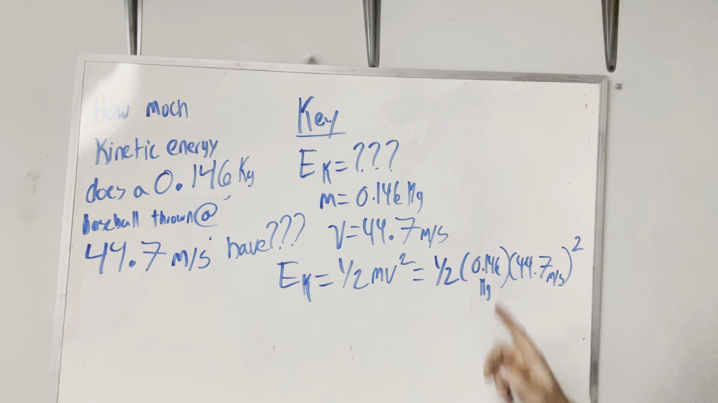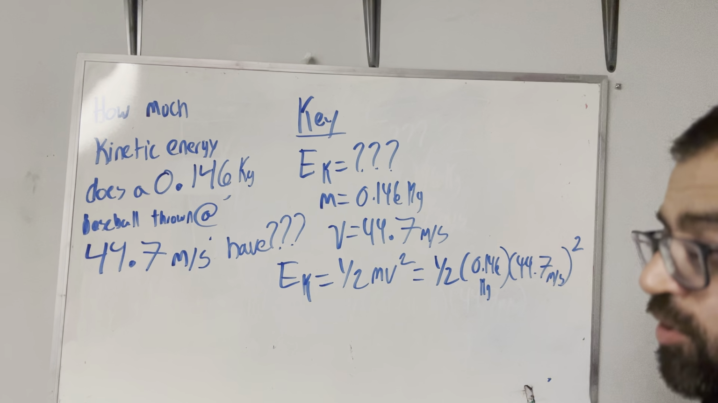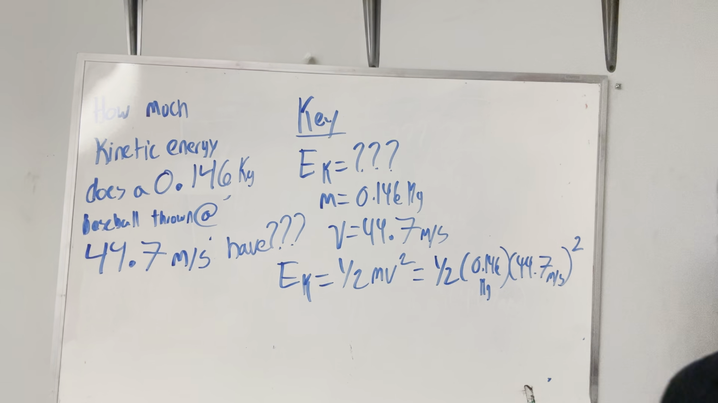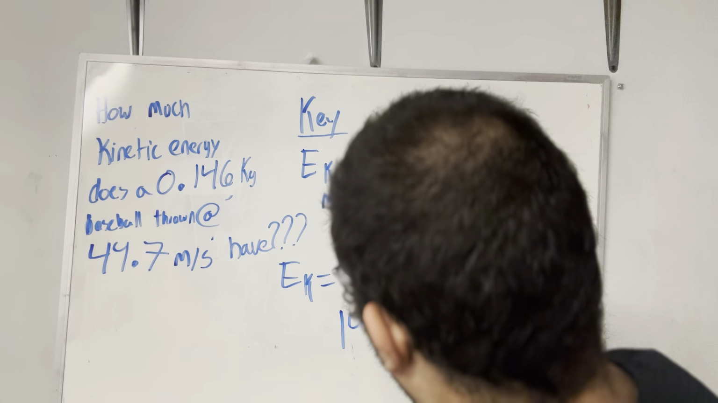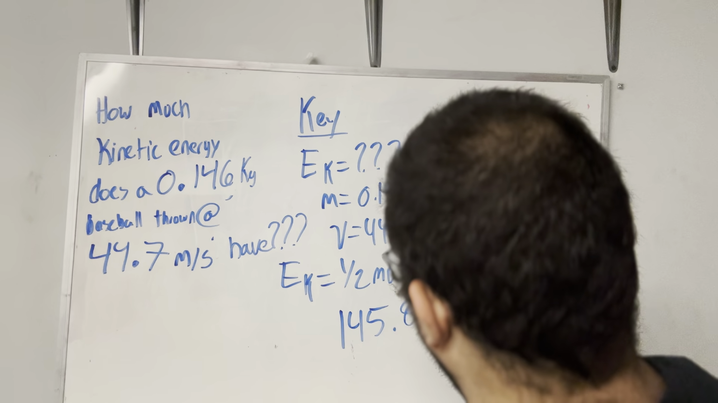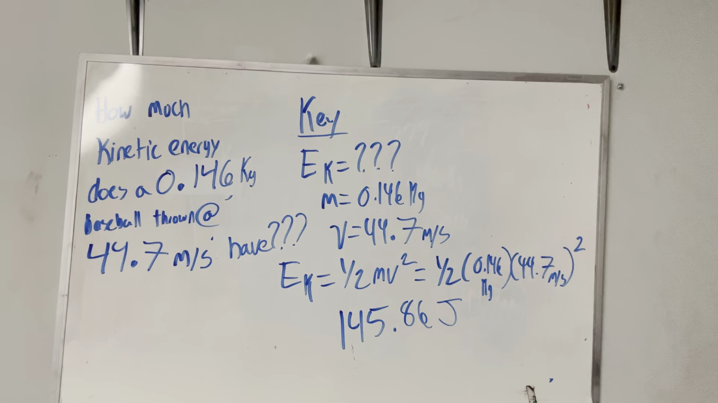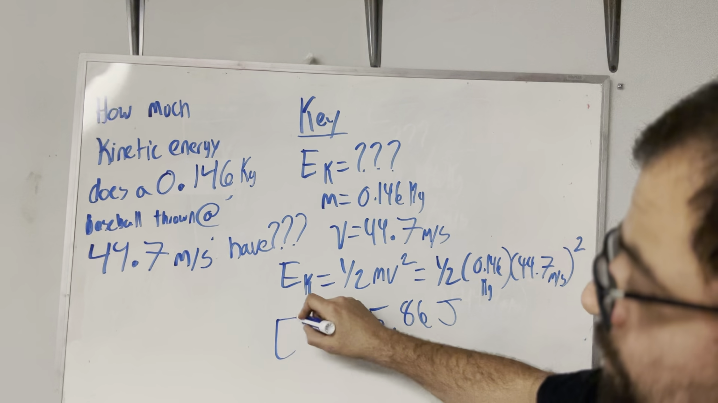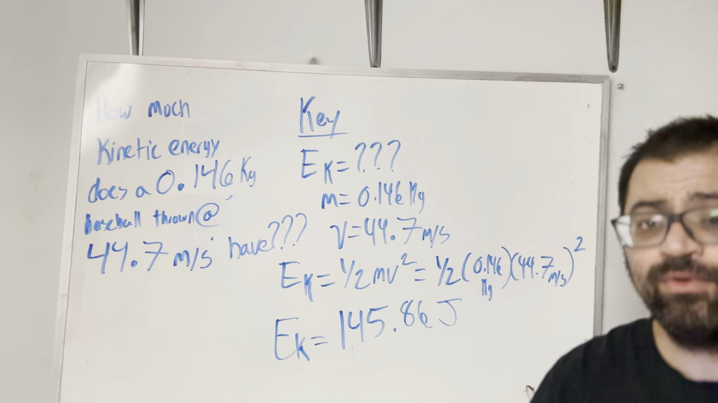So you do this. You do the 1/2 in mass. You do your 44.7 in squared. You then multiply those two out together. I'll give everybody a second to put this together, and you should get an answer of 145.86 joules. Okay, like we usually do, we're going to keep our answer to the nearest hundredths place, and that would be your EK. Simple, easy, straightforward question.